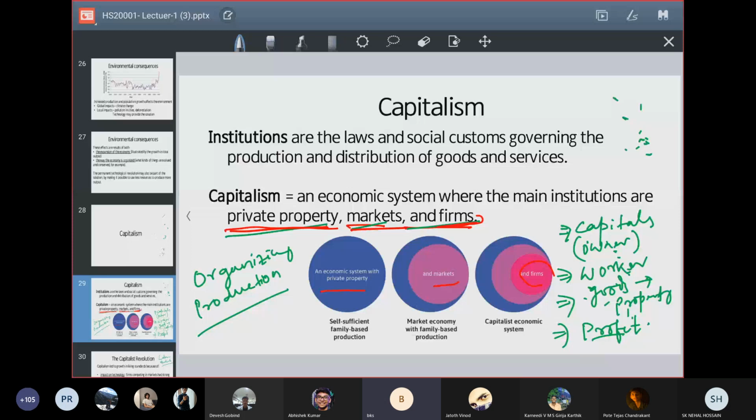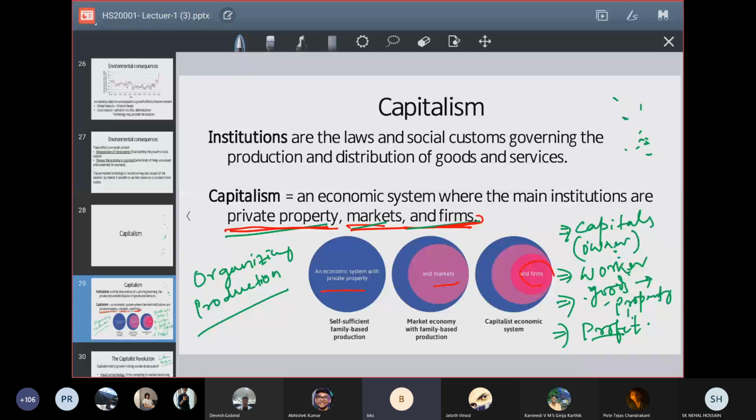Then the second is the market. What do we mean by markets? Markets are a way of connecting people who may mutually benefit by exchanging goods and services through a process of buying and selling. So that is what we call the market.